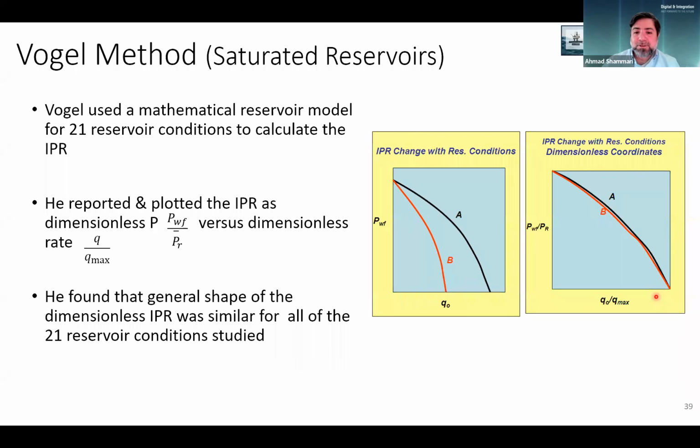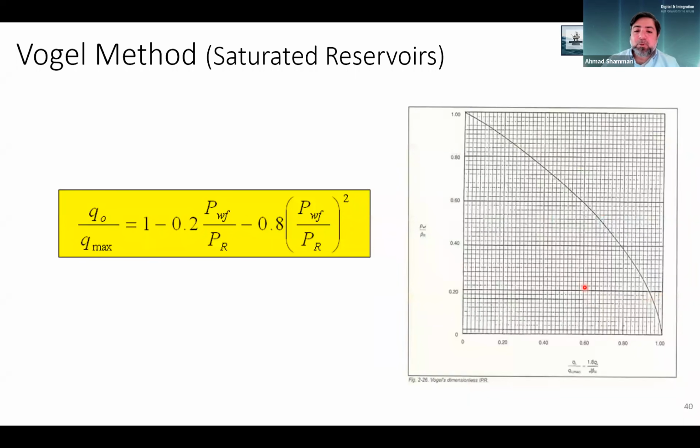Now, he came up with this famous formula. This famous formula is nothing but a numerical fitting of this curve. On the y-axis is p_wf divided by p reservoir. On the x-axis is Q_o divided by Q max.